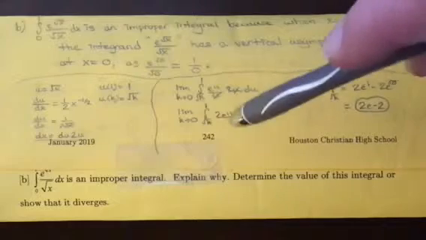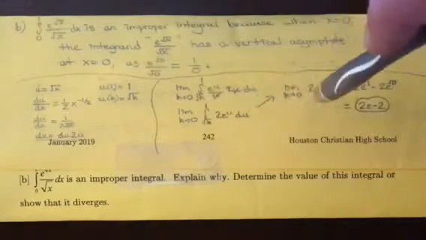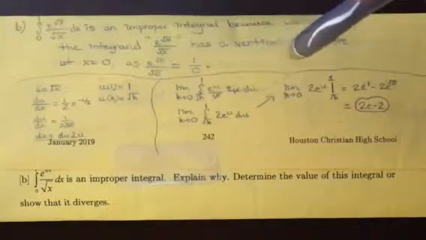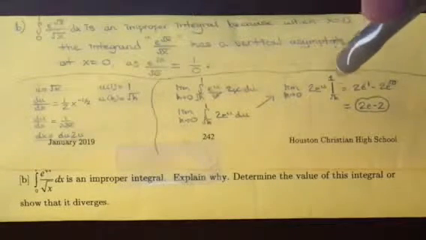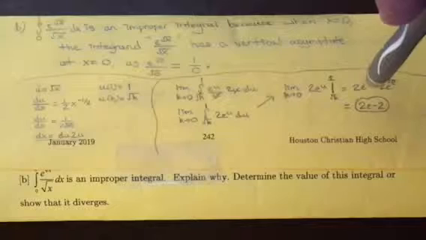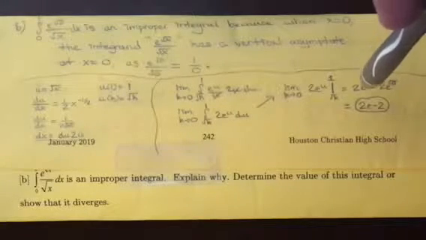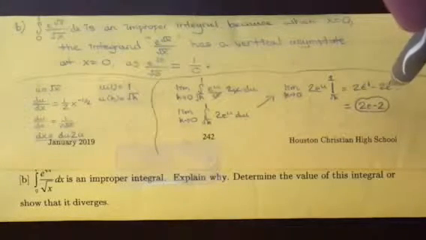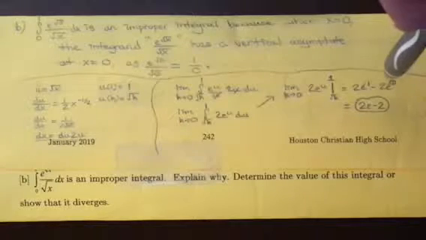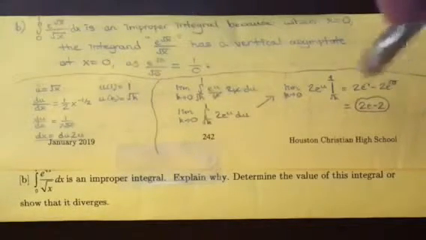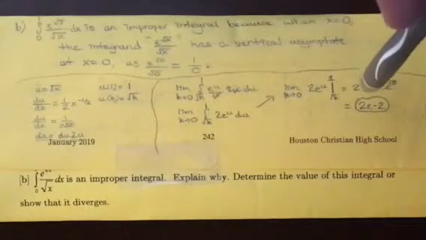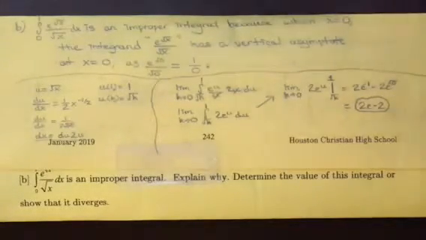And so the antiderivative of 2e to the u is 2e to the u. And so we want the limit as k goes to 0 of that from root k to 1. And so when we plug 0 in for root k here, to solve that, we get 2e to the 1 minus 2e to the root 0, which is 2e minus 2. And that's our answer.